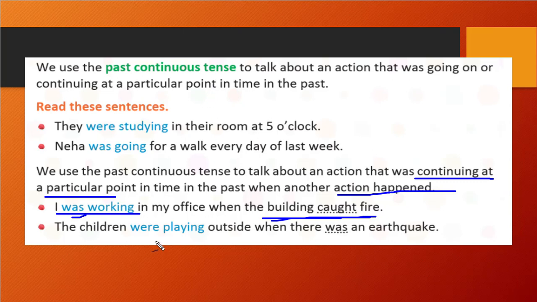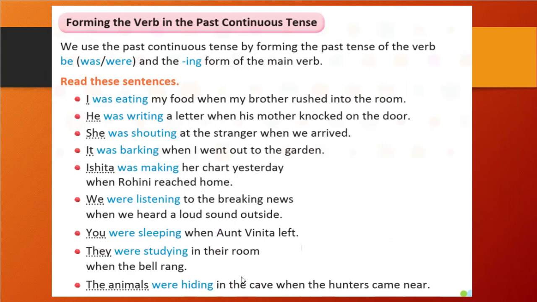The children were playing outside when there was an earthquake. So here there was an earthquake. The earthquake already happened, and at that time children were playing. Right. So the action which happened, that is the earthquake, and the action that was continuously going on in the past, that is were playing. Understood this point? I hope you understood. So let's see further.